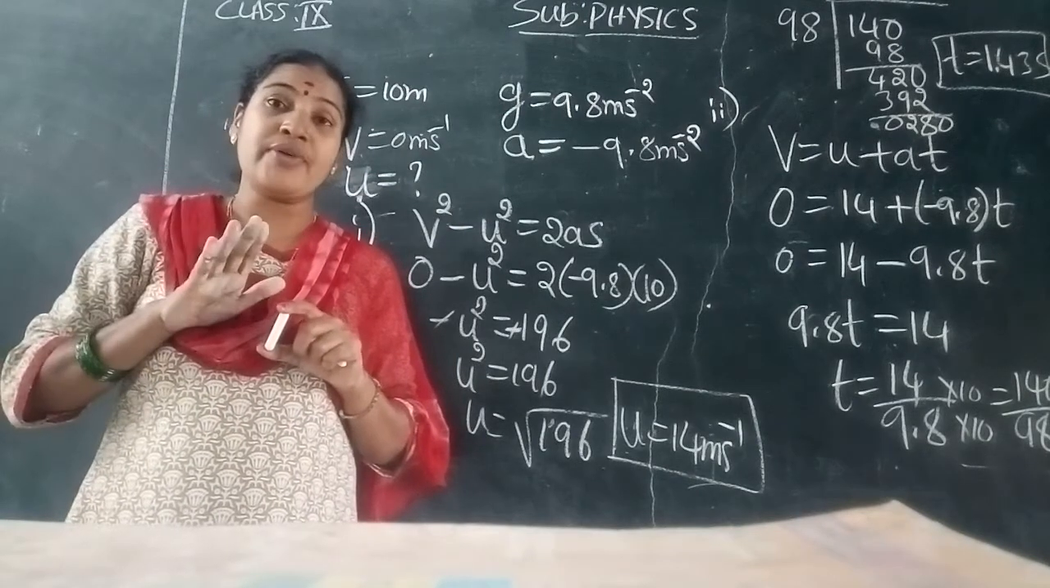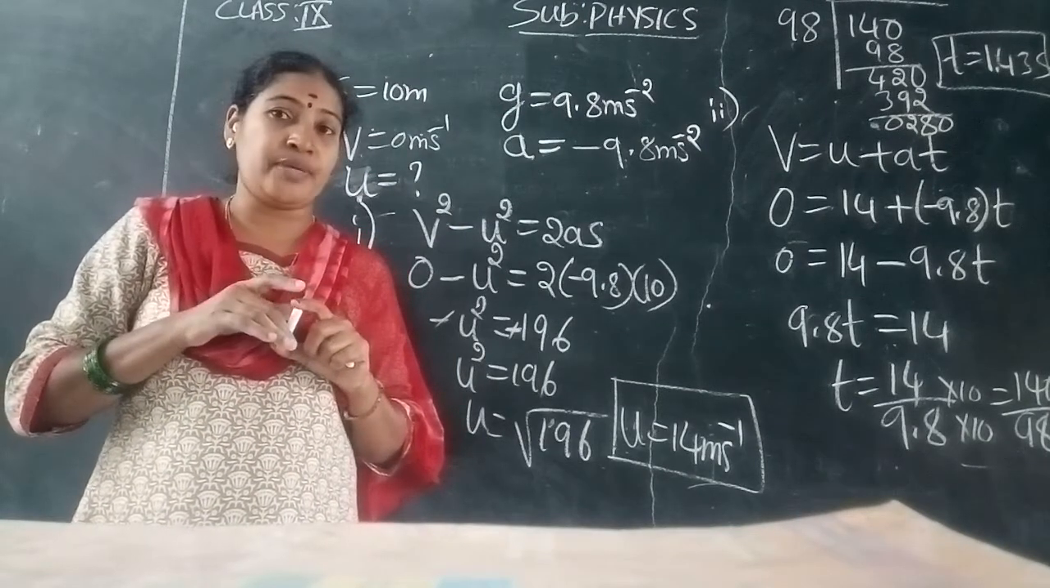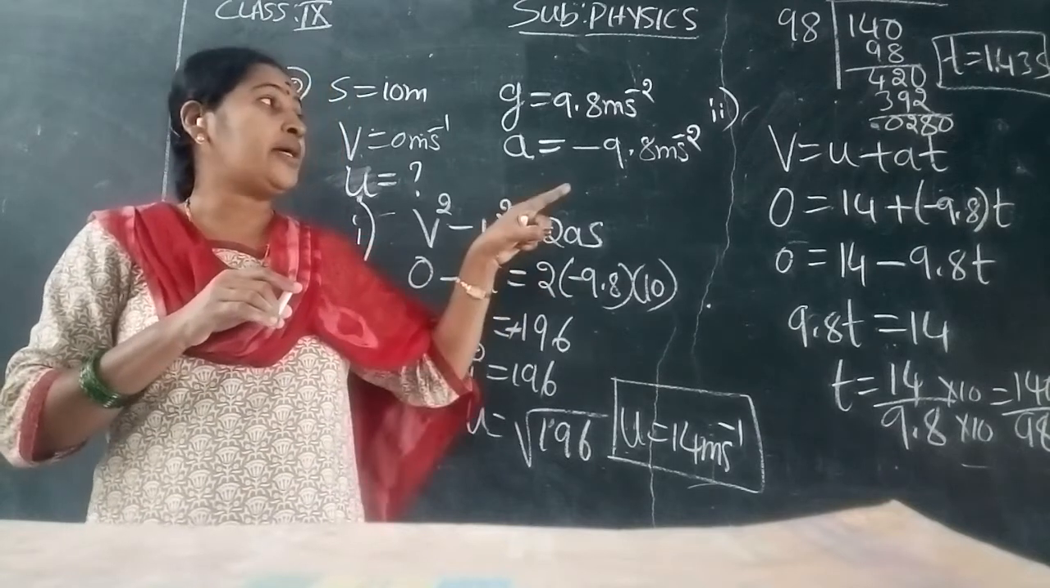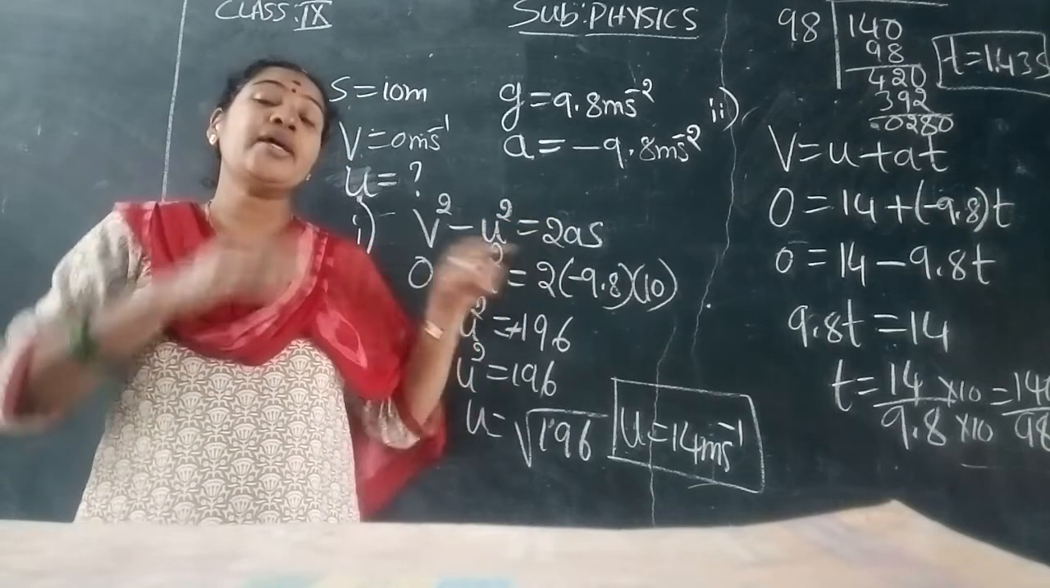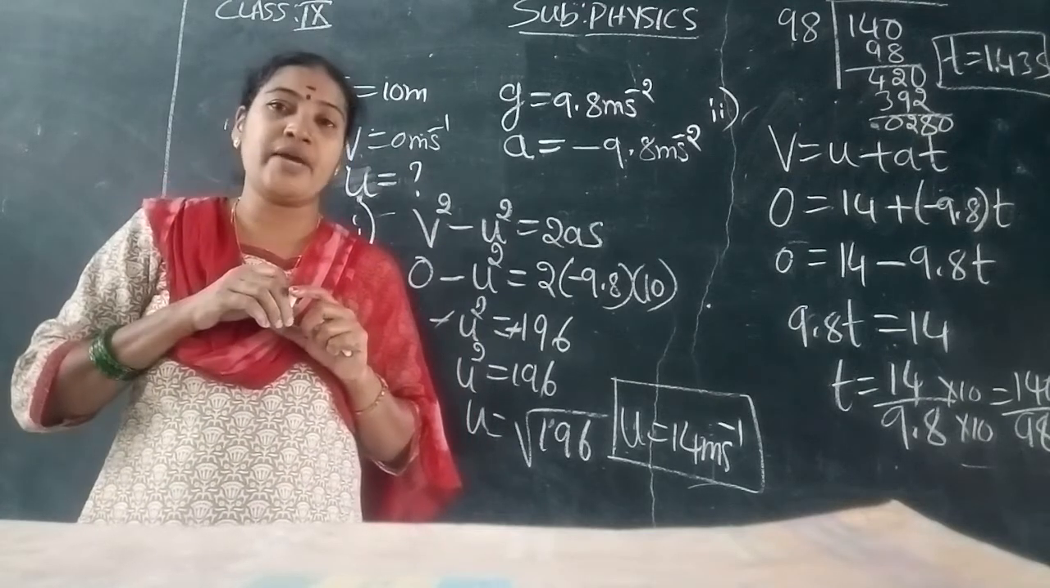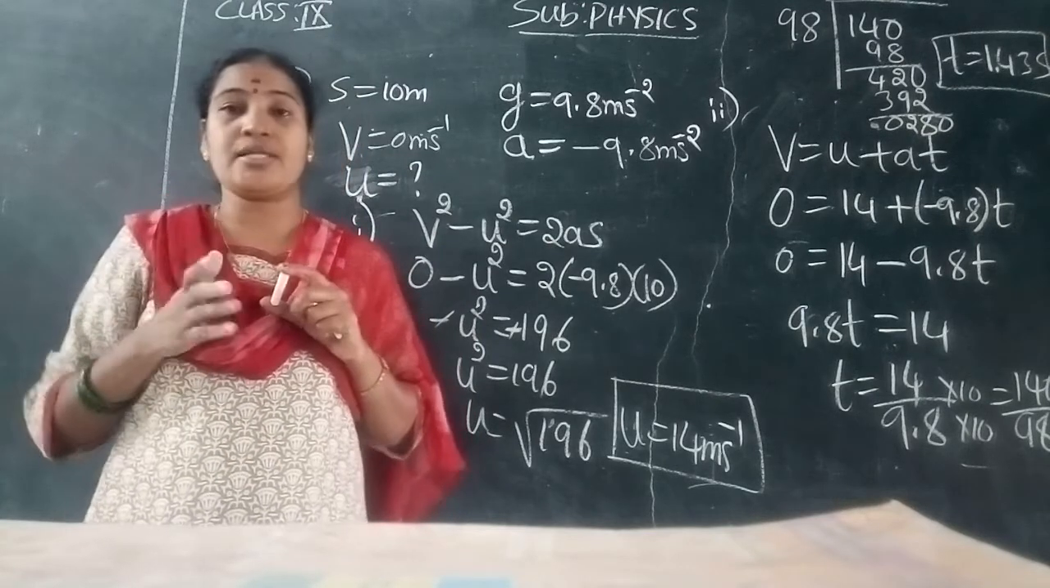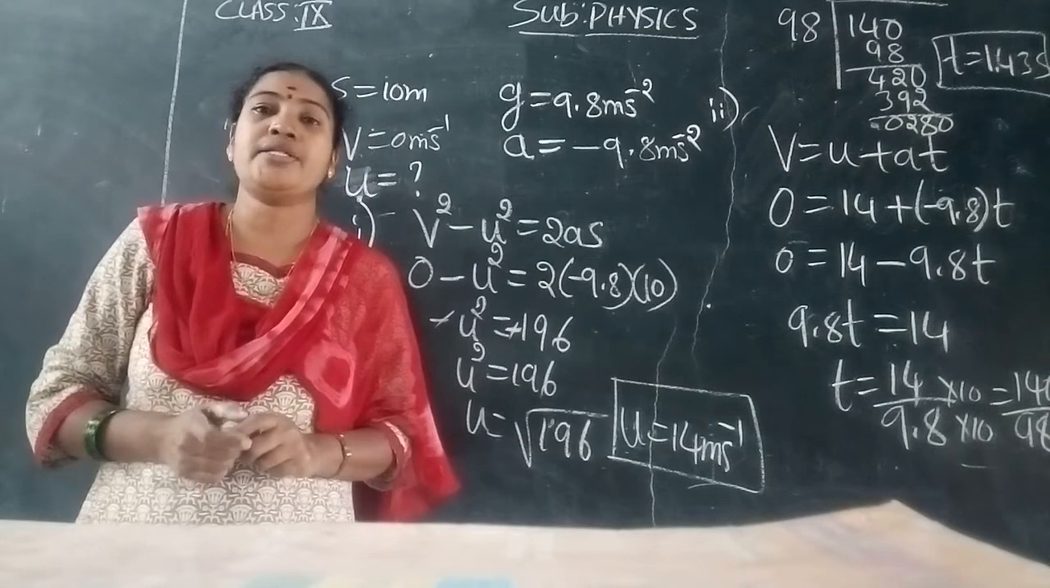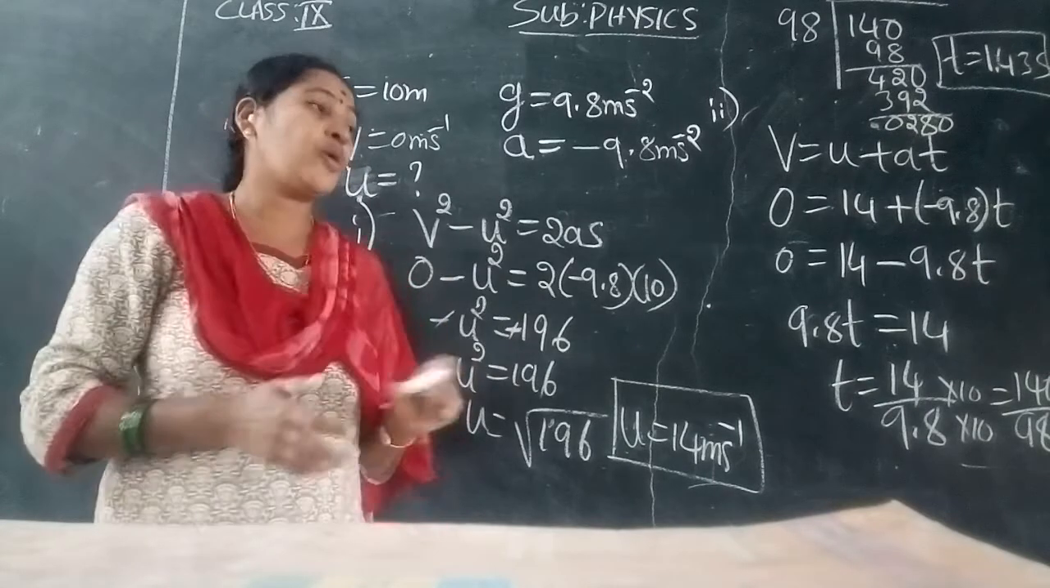So in this way, sometimes we are having confusion. Here also I have written s = ut + ½at², then I have changed. So we have to think which formula we have to use, whether it is suitable or not suitable, then we have to change it. Okay children, these two problems you practice.